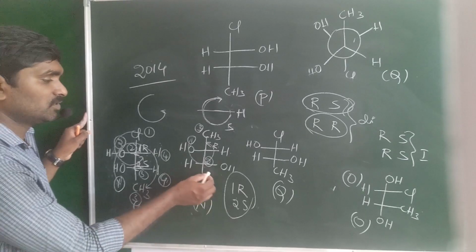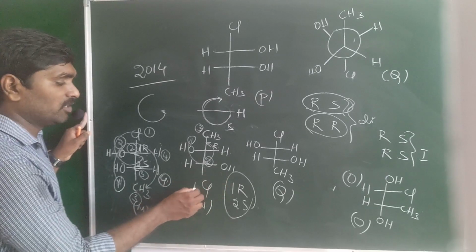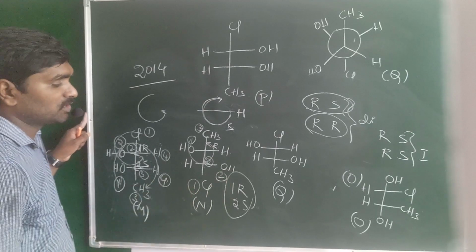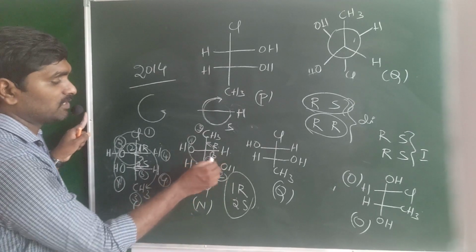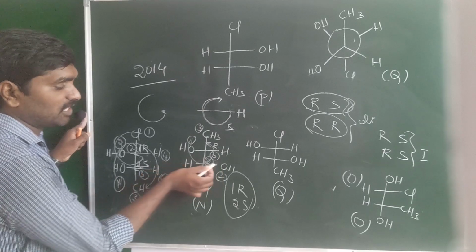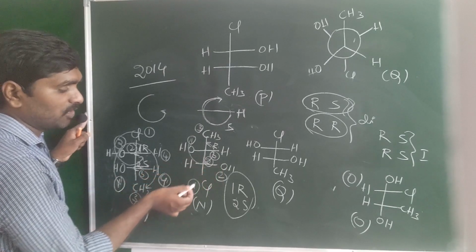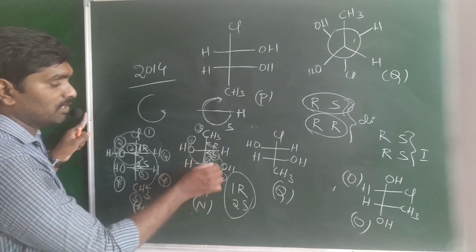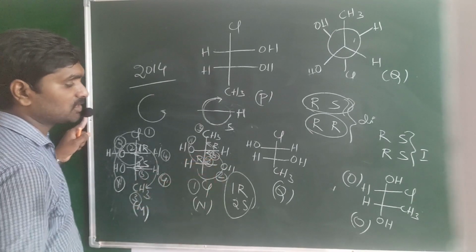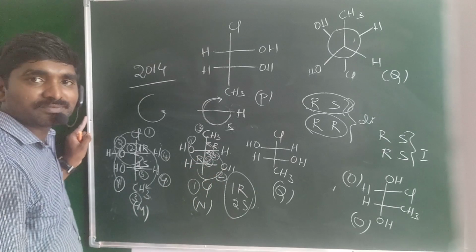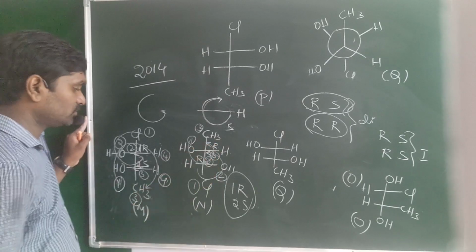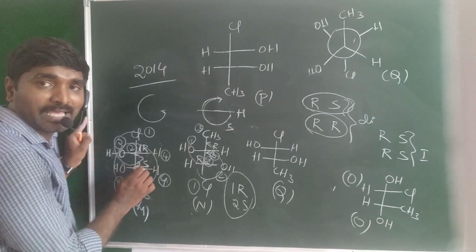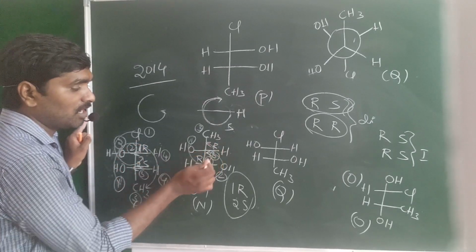And next one, go for this one. Chlorine has the highest priority, and then the second and the third. The least priority group is present on the horizontal line. The remaining three groups, 1, 2, 3, are in anti-clockwise direction. So again, when you have anti-clockwise direction, the configuration is R. So RR. So for the first compound R, the second one is S, and the next one RR.